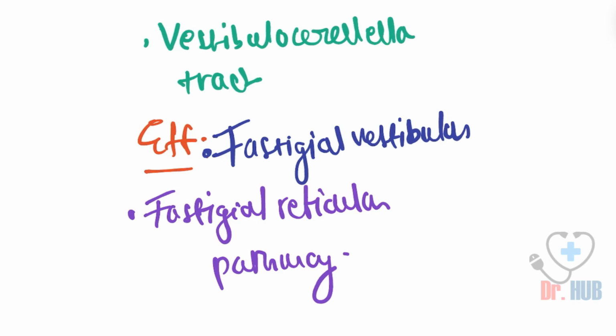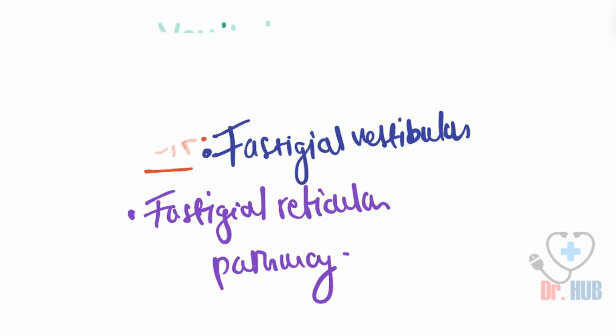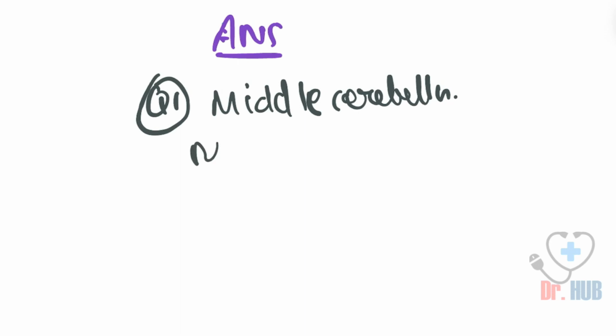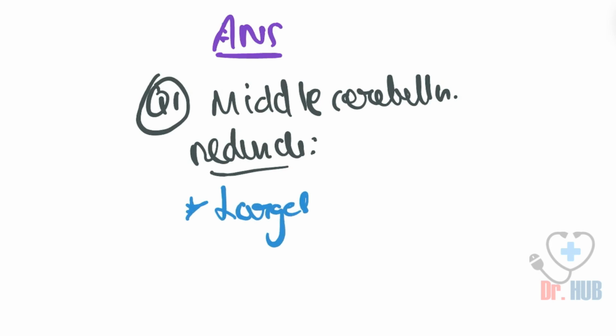So now we jump on to the questions. We asked a couple of questions, and we'll be answering them. The first question we asked was about the middle cerebellar peduncle. What we need to know, these important points, is that it is the largest, it is the most lateral, and it contains only the afferent.